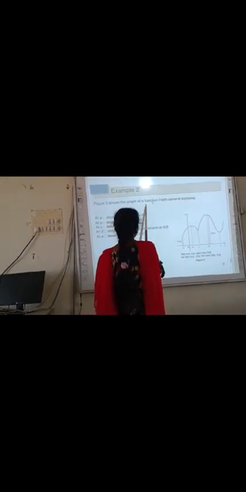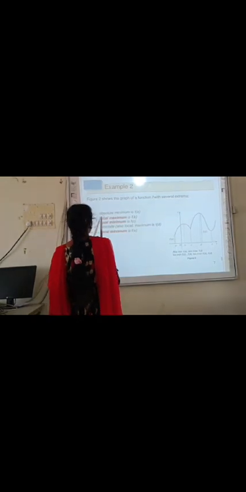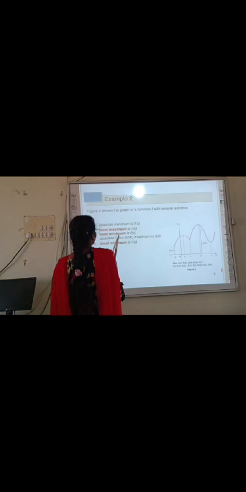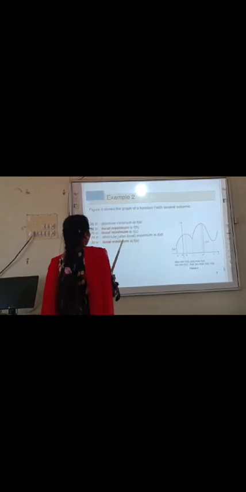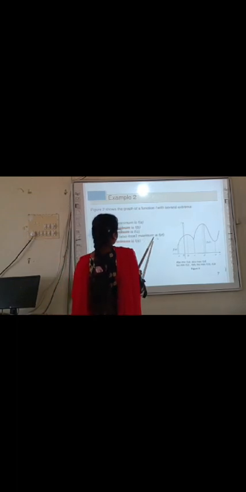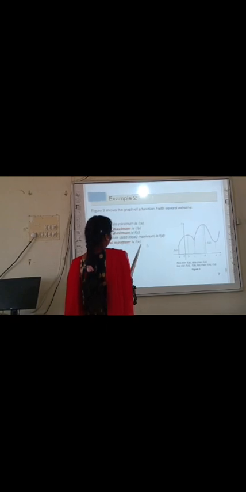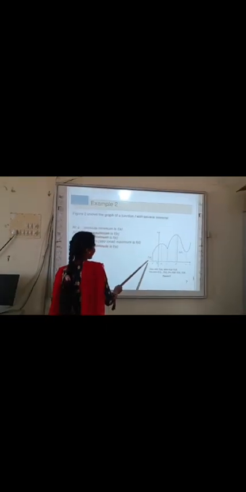Figure 2 shows the graph of a function f with several extrema. At A, the absolute minimum is f(A). At B, the local maximum is f(B). At C, the local minimum is f(C). At D, the absolute and also local maximum is f(D). At E, the local minimum is f(E).